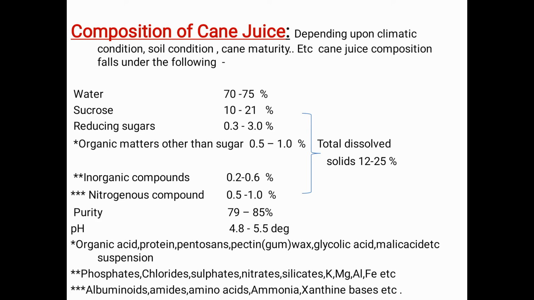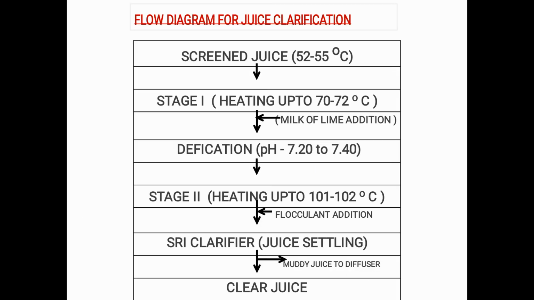What is the purity? Purity is the part of the sucrose present in the entire solids. That means, of the entire concentration of solids present in the cane juice, how much is sugar. That part of the sugar which is contained in the entire dissolved solids is known as the purity.